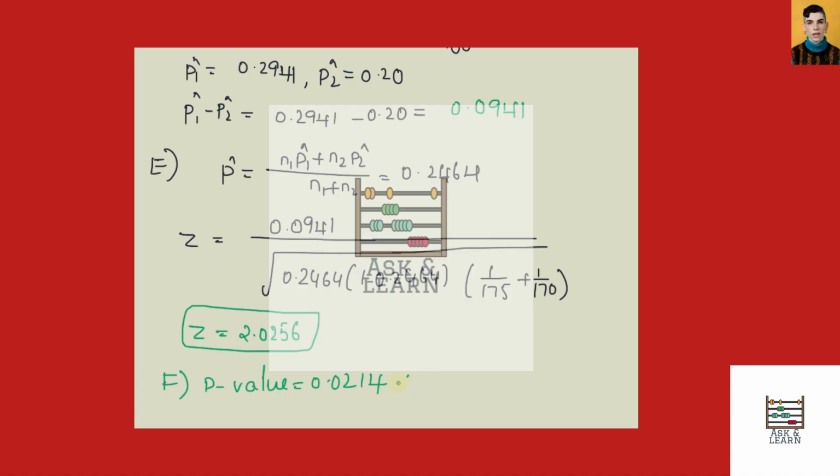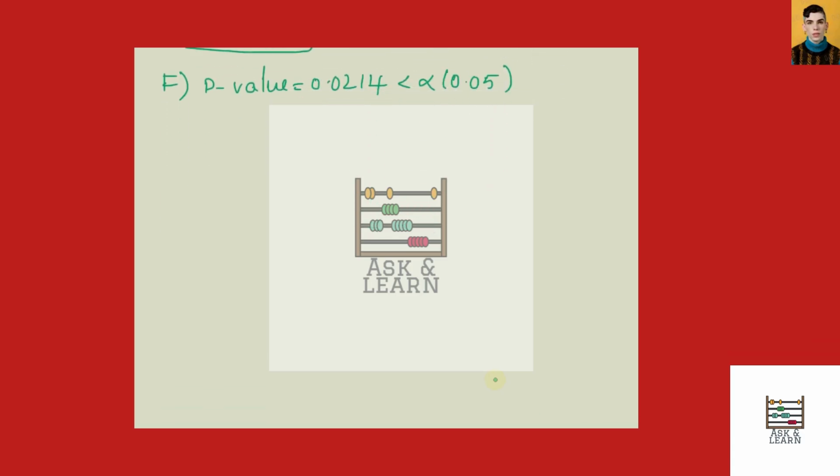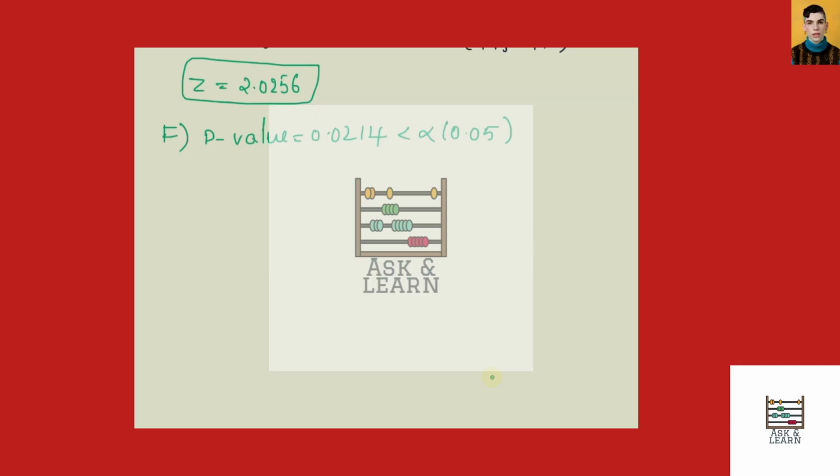In the F bit here, P value will be equal to 0.0214, which is less than alpha, that is 0.05. So if P value is less than alpha, in this case we reject the null hypothesis, that is H0.